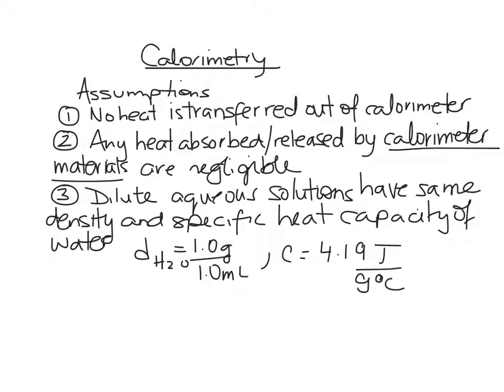Number two, any heat absorbed or released by the calorimeter materials is negligible. So if the container heats up a little bit, it's only a little bit. Dilute, aqueous solutions have the same density and specific heat capacity as water. So your density of any dilute solution, no matter what the substance is, will be 1 gram per milliliter, and the specific heat capacity will be 4.19 joule per gram degree Celsius.